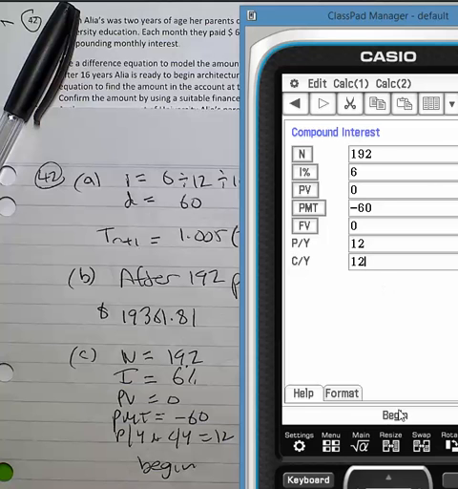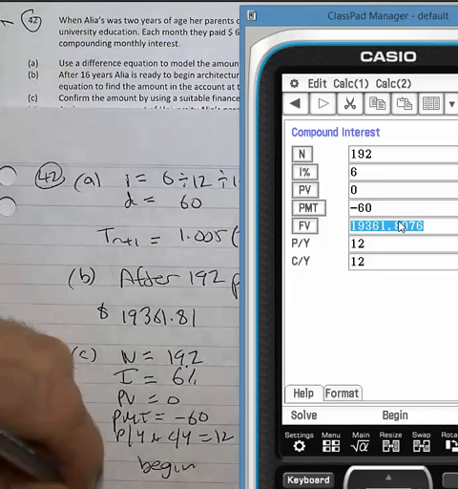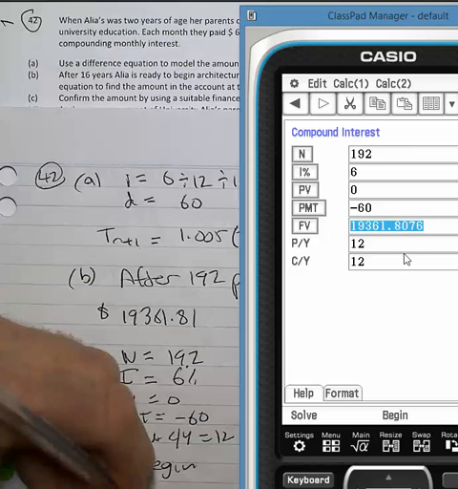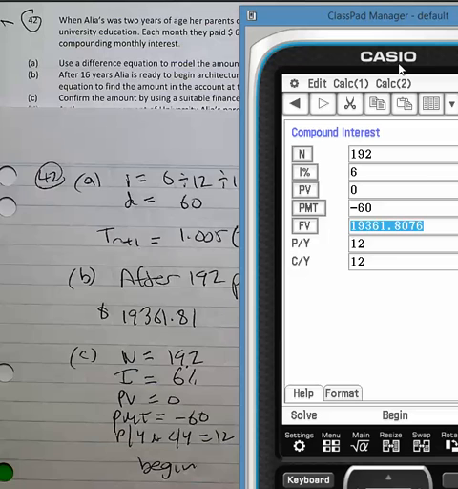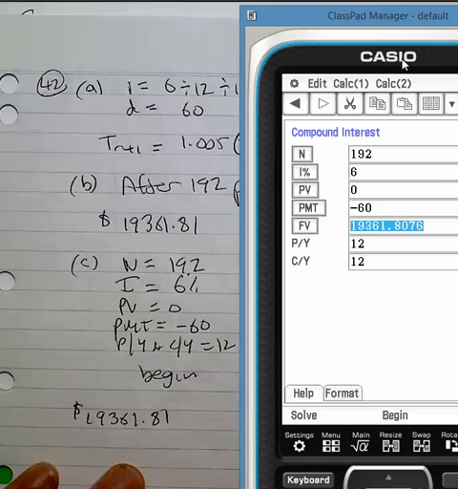Interest is paid from the beginning, and you can see that the future value under that build up is very, very close. We get 19361.81. It's exactly the same. So just record that information as you go.